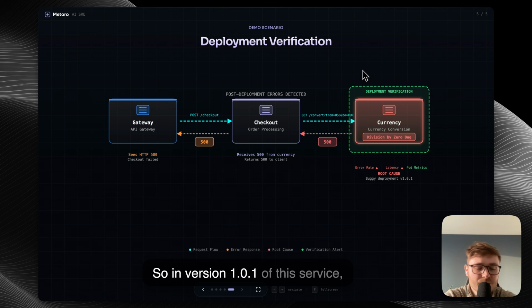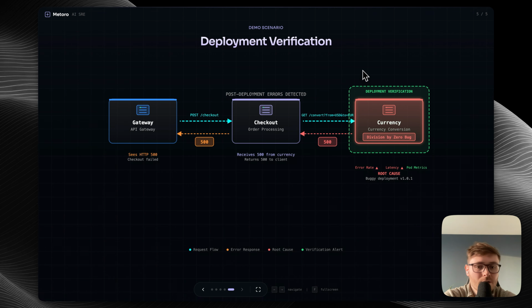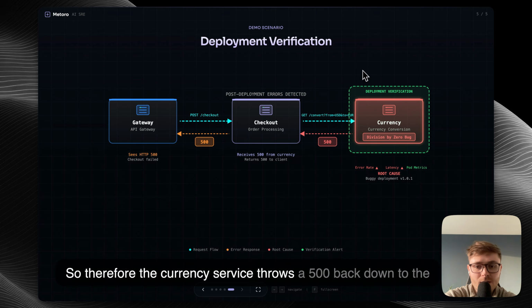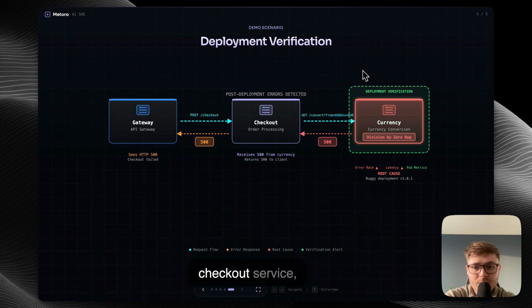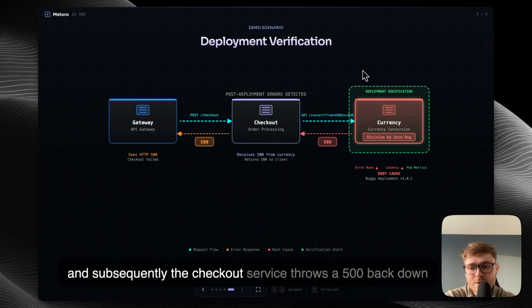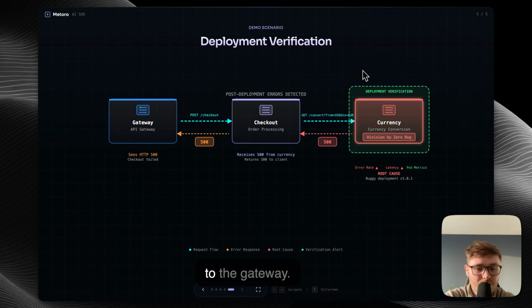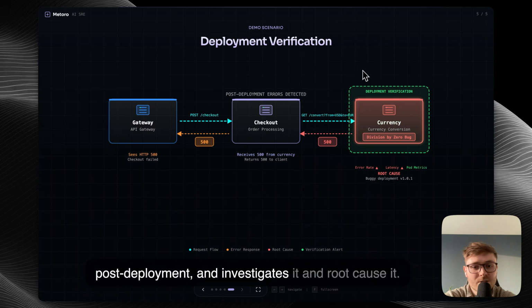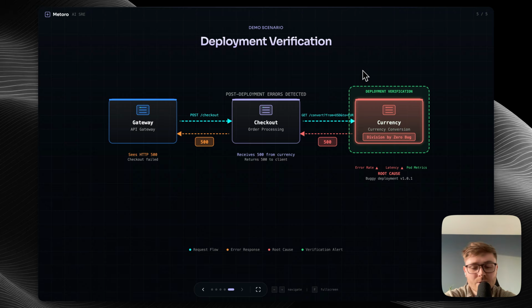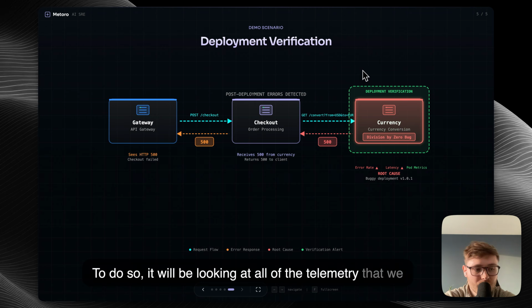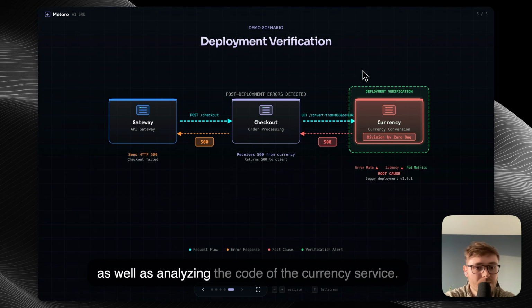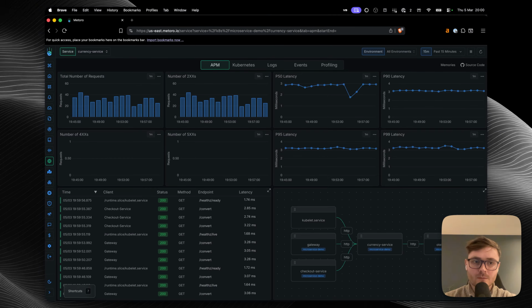So in version 1.0.1 of this service, conversion from US dollars to euros fails. Therefore the currency service throws a 500 back down to the checkout service, and subsequently the checkout service throws a 500 back down to the gateway. And Metoro's job will be to understand there actually is a problem in the first place post-deployment, investigate it and root cause it. To do so, it will be looking at all of the telemetry that we automatically collect from the cluster via eBPF, as well as analyzing the code of the currency service.